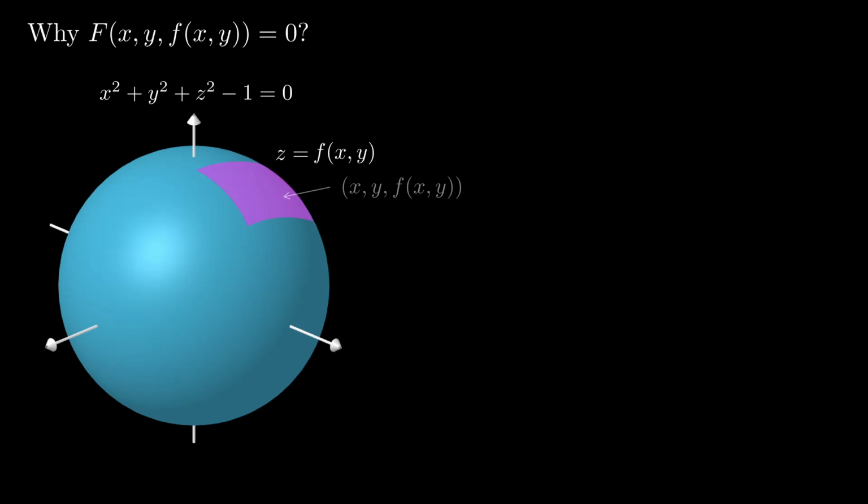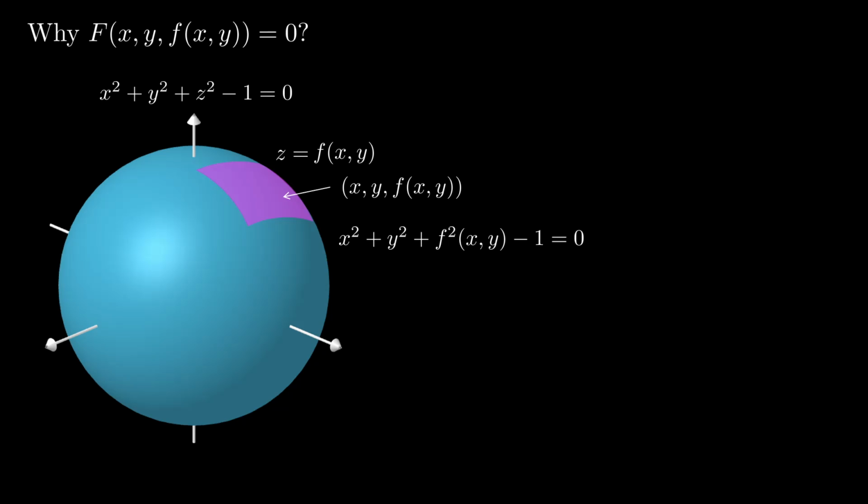So the points on this pink patch take this shape: x, y, and z, but z is equal to f(x,y). So this is the form that these points take. But the points of the pink patch are also points of our implicit surface, which is the sphere, right? So they must also satisfy this equation, which means that x squared plus y squared plus f squared of x, y minus 1 must equal 0.